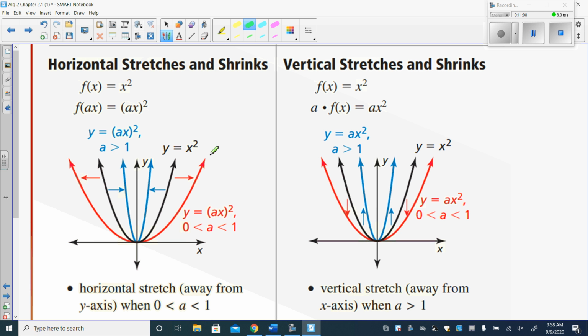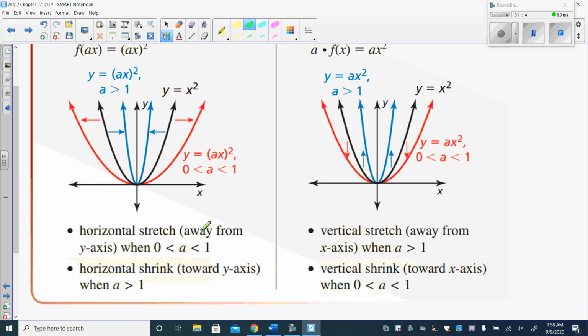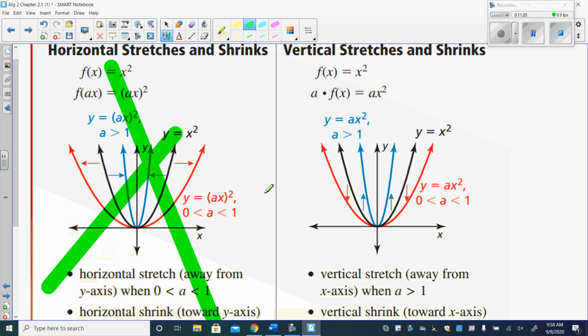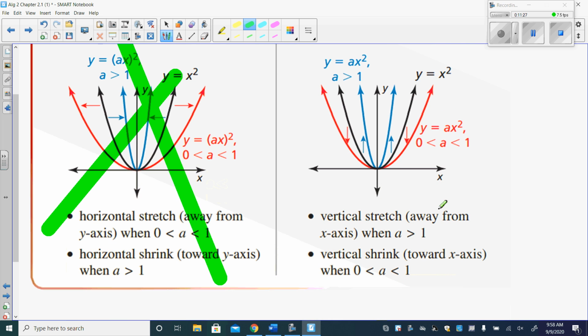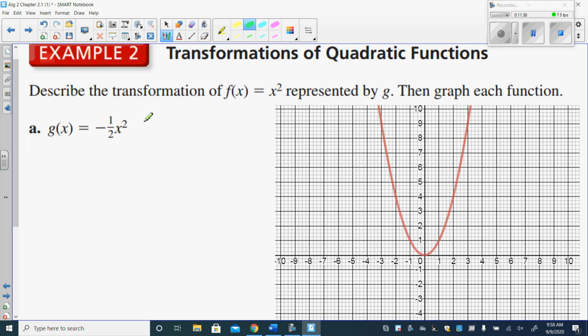And the other two parts, we have horizontal stretch or shrink. Now it's a horizontal stretch away from the y-axis where 0 is less than a is less than 1, and it's horizontal shrink where a is greater than 1. So this here, we're not going to worry about horizontal stretch or shrink. We're mainly going to focus on vertical stretch or shrink. And it's a vertical stretch when a is greater than 1, and it's a shrink if it's less than 1 but greater than 0. It's a fraction.